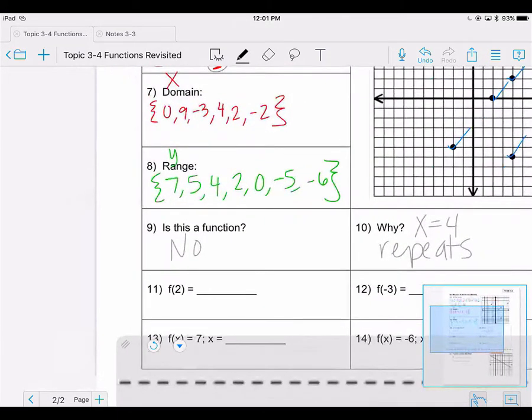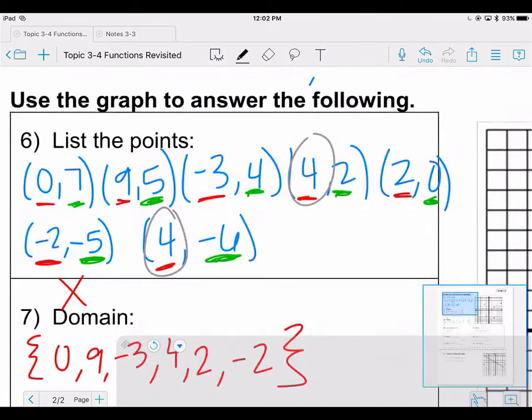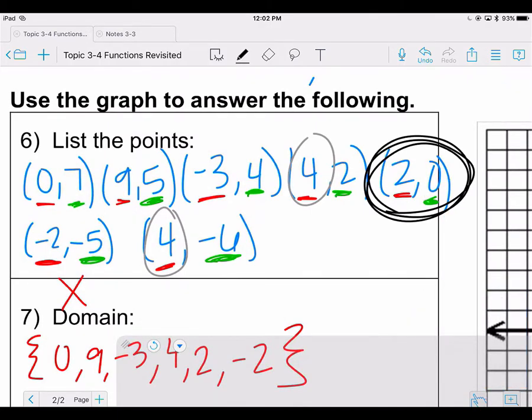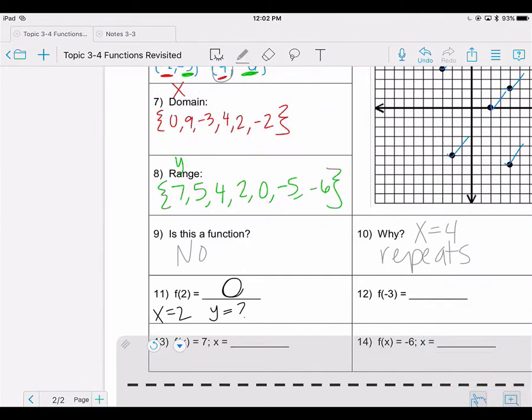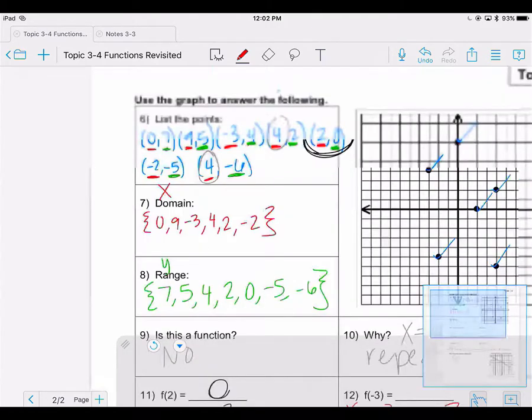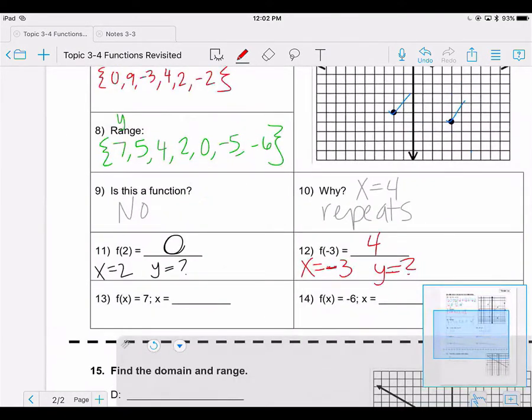Problem 11 asks us for f of 2. So this is saying x is 2. What is y? So when x is 2, we can come up to our point. When x is 2, y is 0. Problem 12 asks us for y when x is -3. What is y? So when x is -3, y is 4.